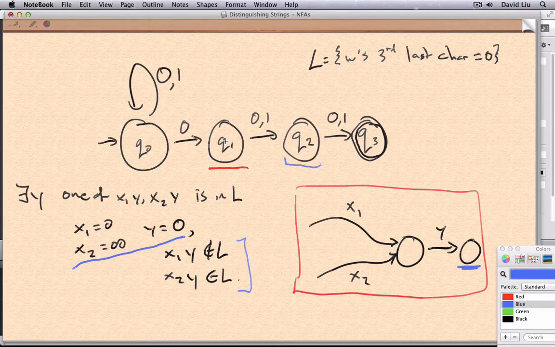To sum up, this distinguishability argument really relies on the fact that x1y and x2y are locked into one particular state. But this isn't necessarily true for NFAs, which can have multiple possibilities.